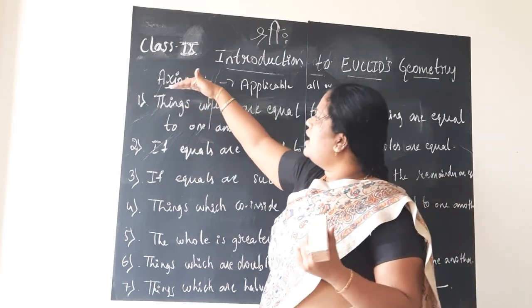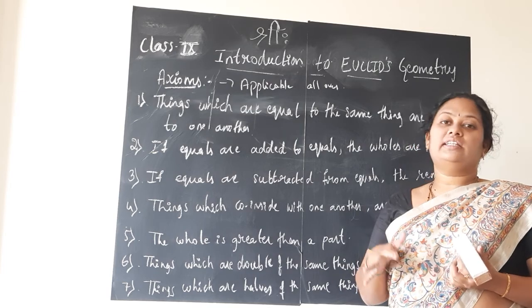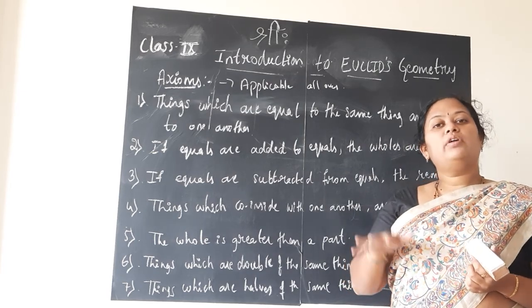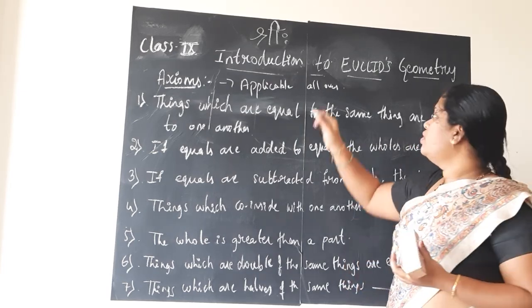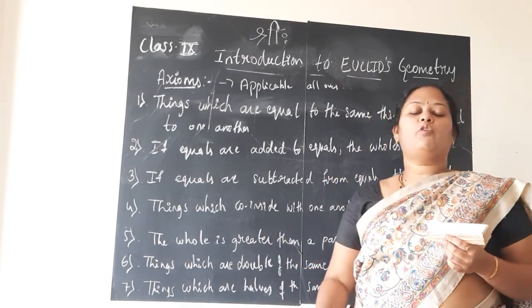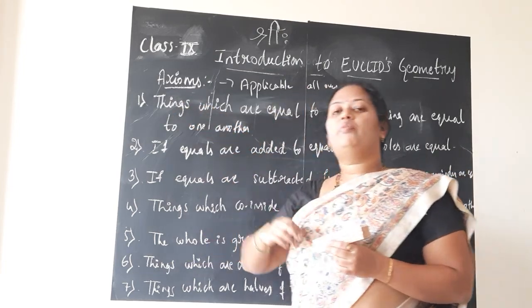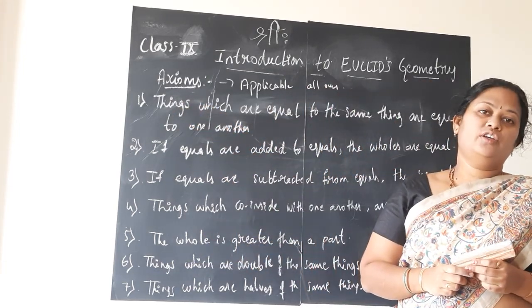So axioms are the things which are applicable everywhere, but postulates are the things which are applicable only in geometry, children. So postulates are the things which are applicable only in geometry. This point you should keep in mind. So here are the 7 main postulates which are given by Euclid.